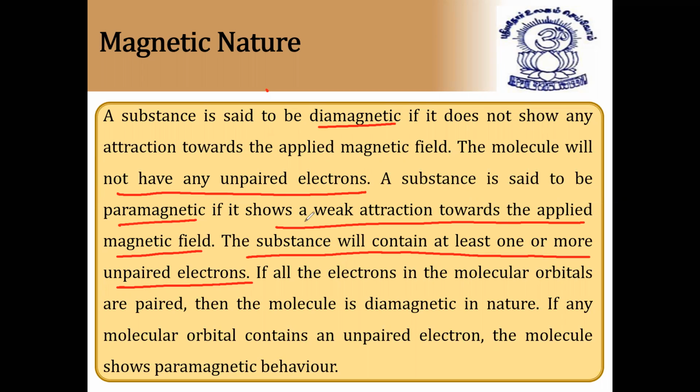Paramagnetic will show weak attraction towards the applied magnetic field, and diamagnetic does not show any attraction towards the applied magnetic field. If all the electrons in the molecular orbitals are paired, then the molecule is diamagnetic in nature. If any molecular orbital contains an unpaired electron, the molecule shows paramagnetic behavior. So now let us see which type of molecule will show paramagnetic behavior.